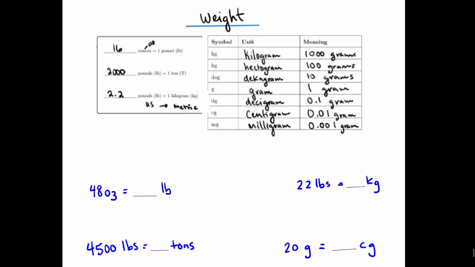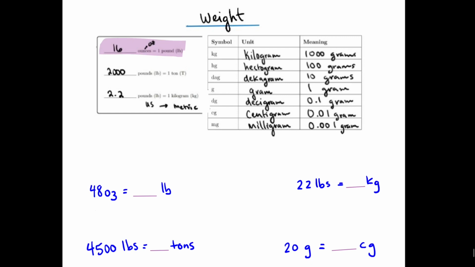So hopefully you've had some time to work on these problems. Now let's get started. We see the first one is 48 ounces to pounds. So again, the idea is to find the correct conversion factor. Looking here, we see that there's 16 ounces in a pound.